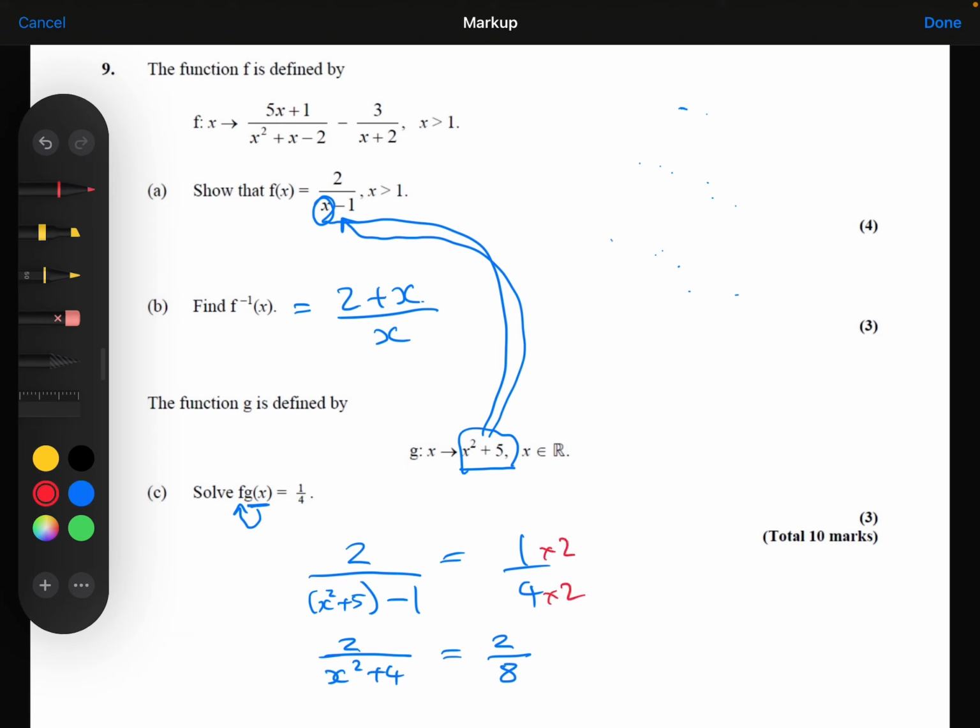And the reason why that's a helpful thing to do is so then I can see that the numerator is 2 on both fractions, which means that the denominator will have to just be equal to one another. So I can say that x² + 4 is equal to 8. So therefore x² equals 4, and therefore x is going to equal plus or minus 2.